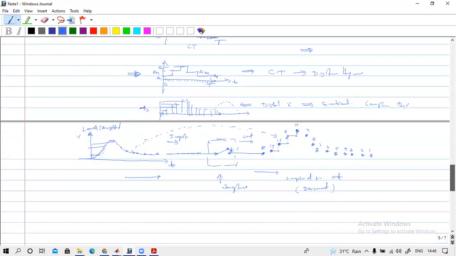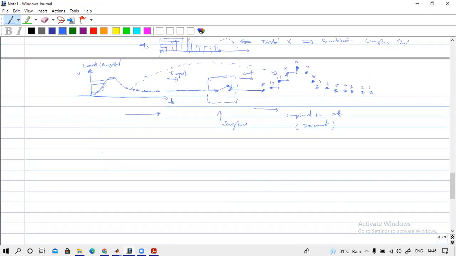Now let's go further: how can this sampling be achieved practically? Suppose the signal is a very slowly time-varying signal, not a very high time-varying signal. It may be the voltage of a battery when connected through a load. It is reducing with time, and it is reducing slowly.